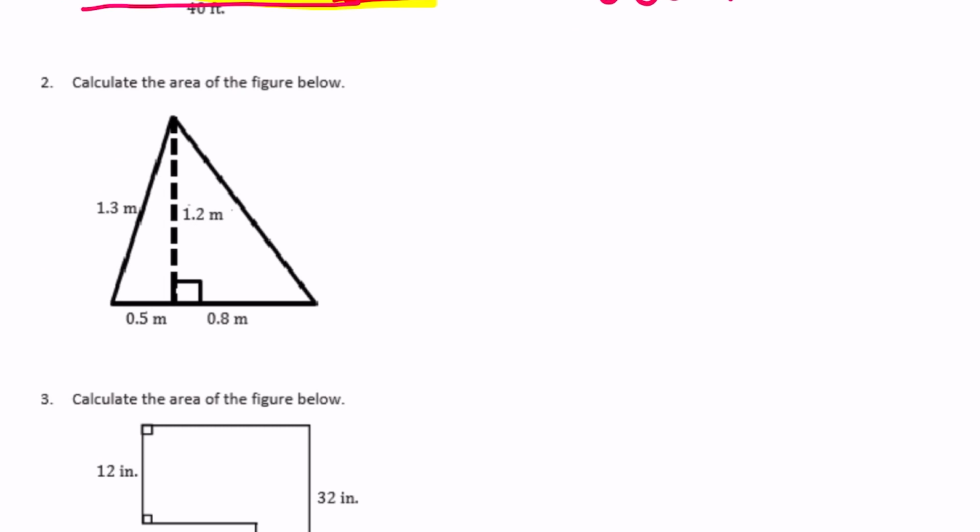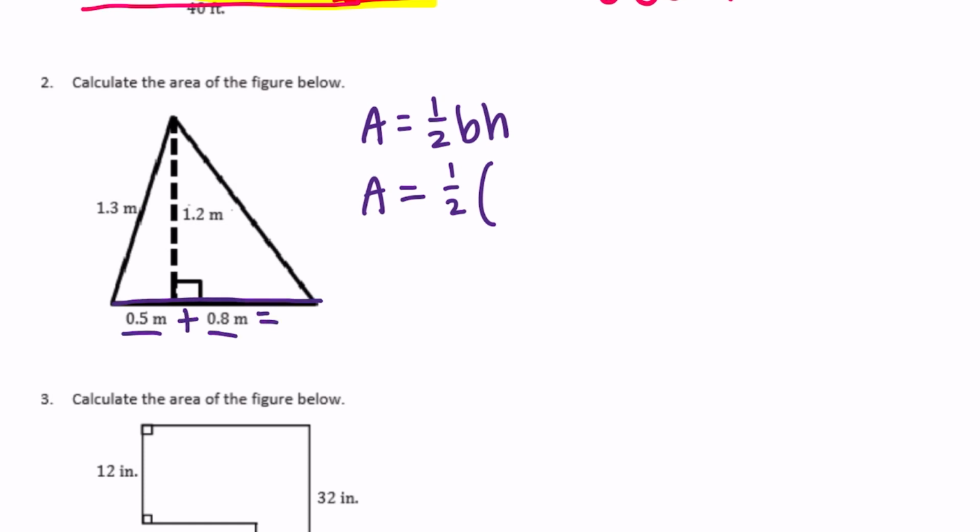Calculate the area of the figure below. So here we have a triangle. Remember, the area of a triangle is 1/2 base times height. So we have 1/2. The base is this whole distance right here, and we need to add those together. So 5/10 plus 8/10 would be 1 3/10 meters. So the base is 1 3/10 meters times the height. Remember, we want the height or the altitude of the triangle, which is 1 2/10 meters.